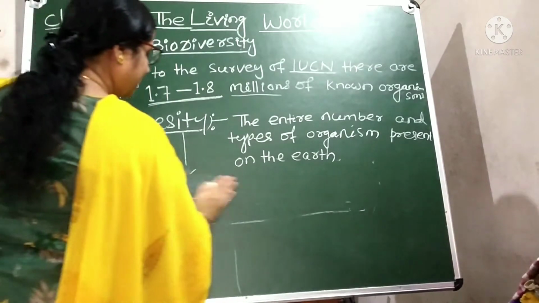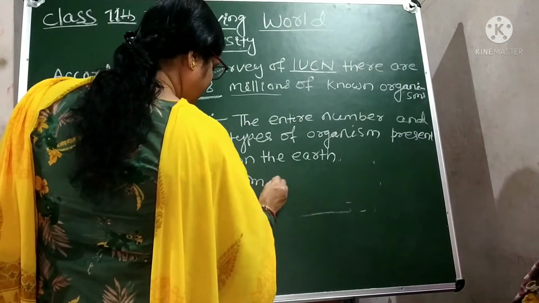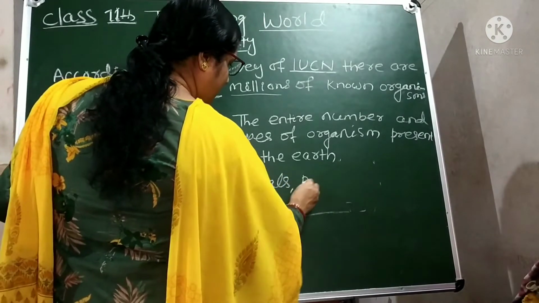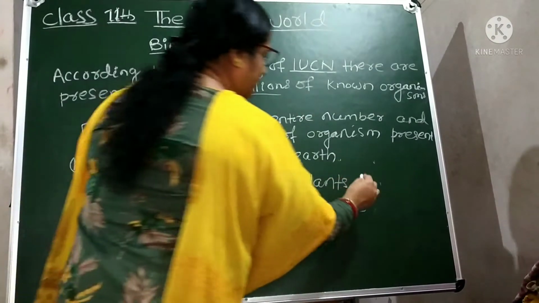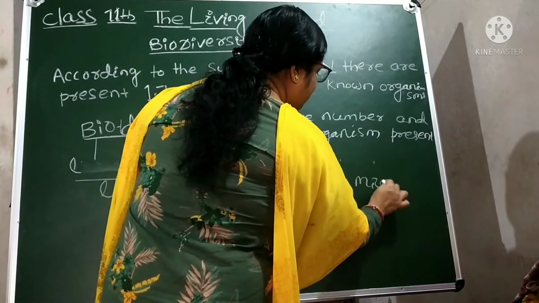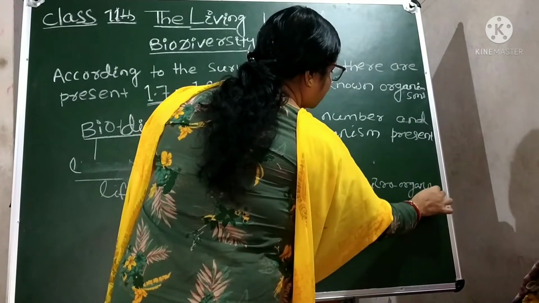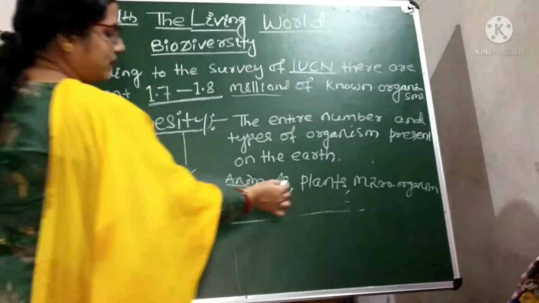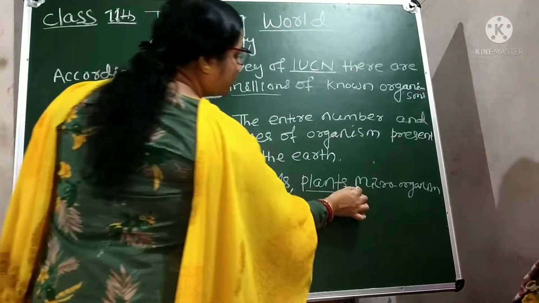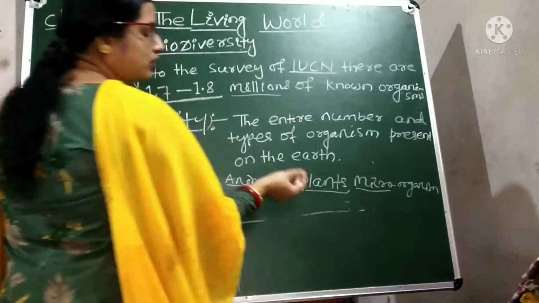They may be animals, plants, or microorganisms. Microorganism means very small organisms.